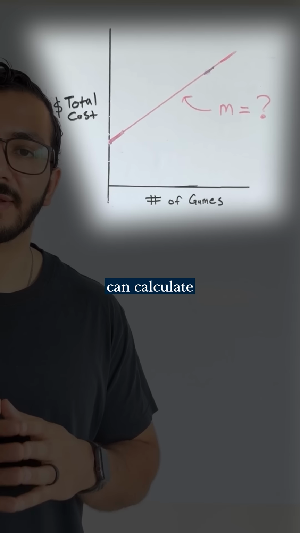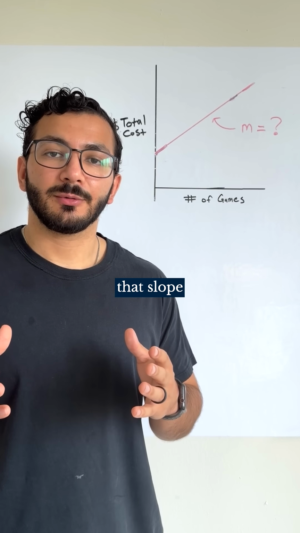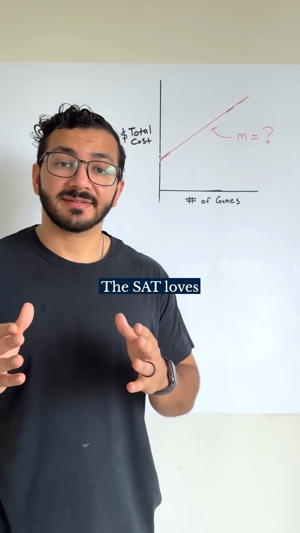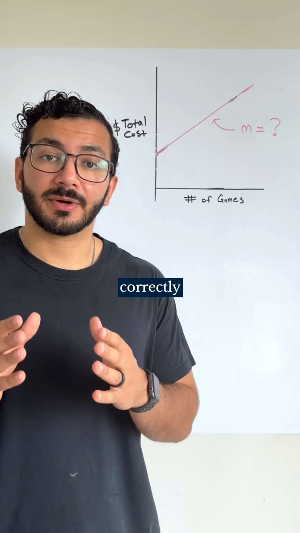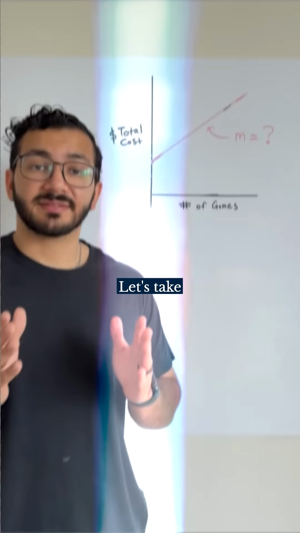Most SAT students can calculate the slope of a line, but they freeze when the question asks what that slope actually means in context. The SAT loves this trap. You find the slope correctly, but choose the wrong answer because you don't understand what it represents. Let's take a look at this problem.